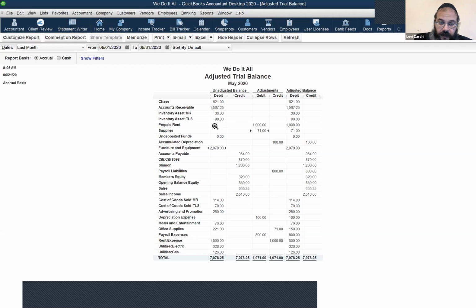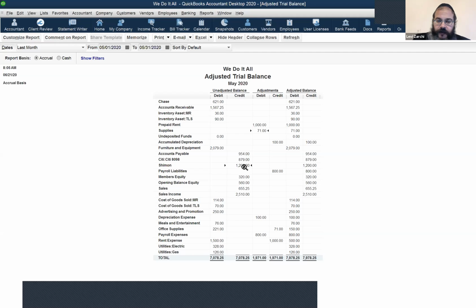Take this also as a review. Assets go up on the debit side. That's why it's a positive number, right? Now the liabilities and owner's equity go up on the credit side. So we have accounts payable goes up, which is we have to pay the vendors. We have this credit card liability.